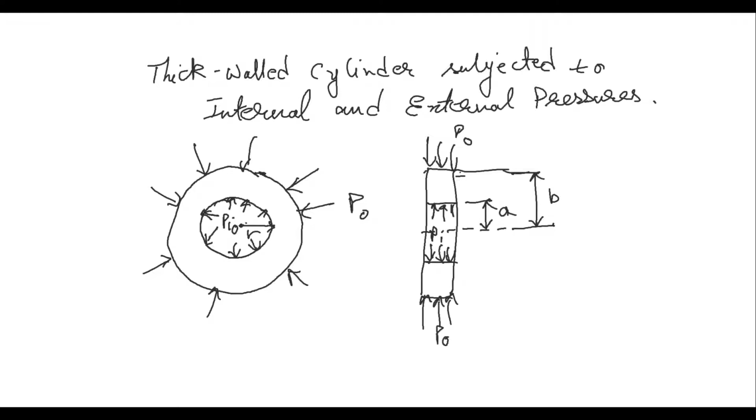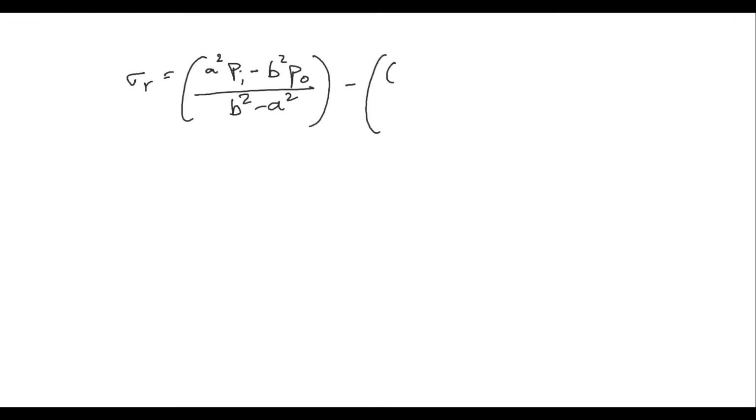So for this case, the formula has been derived, and it is sigma r equals A square Pi minus B square P naught divided by B square minus A square, minus Pi minus P naught, A square B square divided by B square minus A square, into R square.